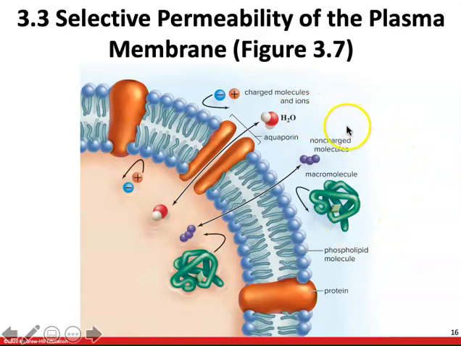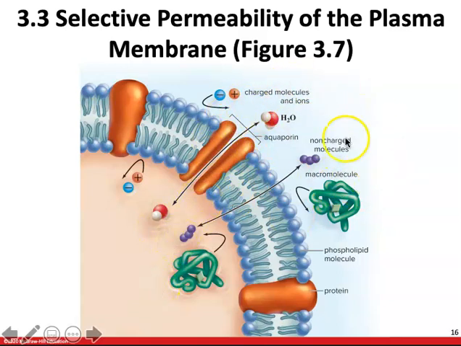Ions, so any molecule that is charged, is not going to pass through freely. It's going to need a little bit of help. Any large or charged molecule is going to need some help passing through. Typically, we're going to use a channel protein that creates a bridge that will allow those molecules to move through. Water molecules have a very specific channel protein called an aquaporin, which allows water to pass through the cell.